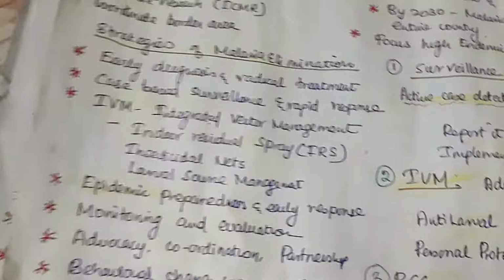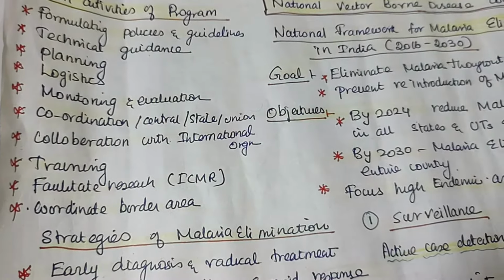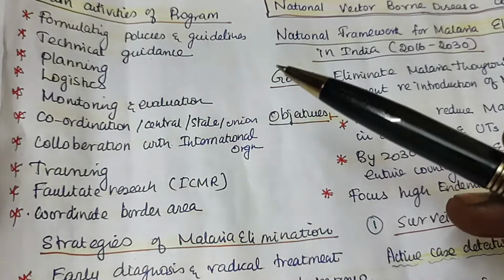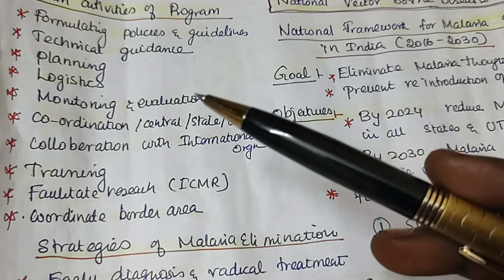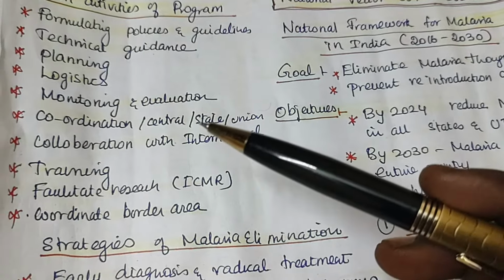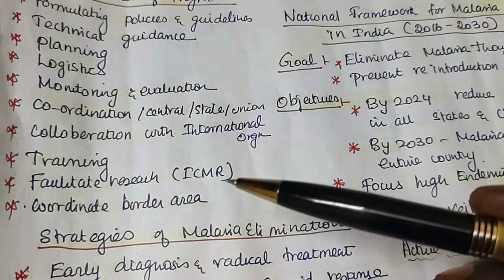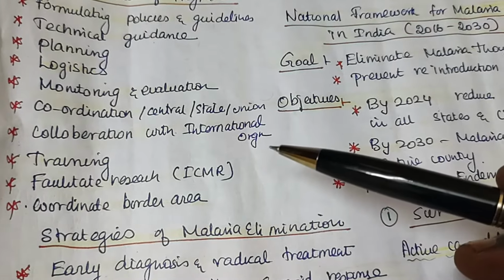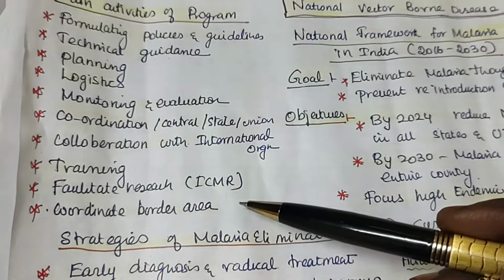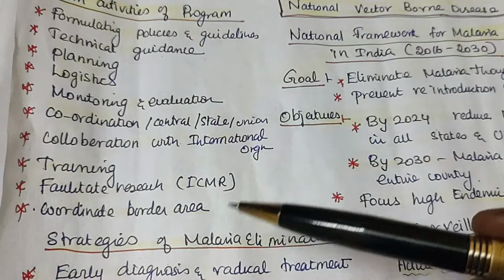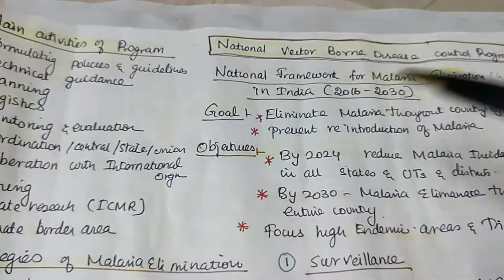What is a vector control program? In any vector control program you have to follow some main activities that governments follow. That only you have to write. First they formulate the policies, guidelines, technical guidelines, planning, logistics, transport, monitoring and evaluation, coordination between central and state government, collaboration with international agencies, training and facilitating research, either by ICMR or any research centers. Vector control also needs coordination with the border areas, from one state to another state, because at the border something like flu or dengue can spread. First we will see the malaria eradication program.